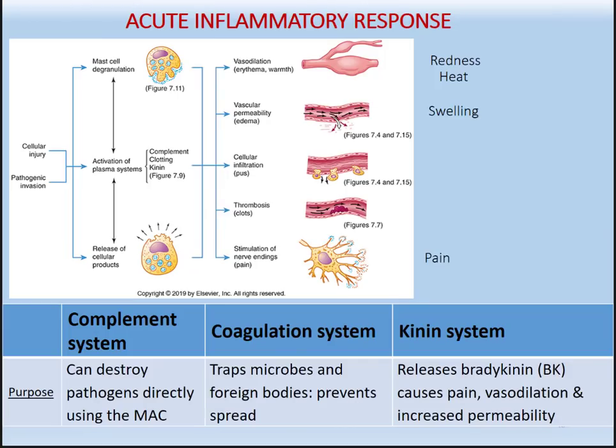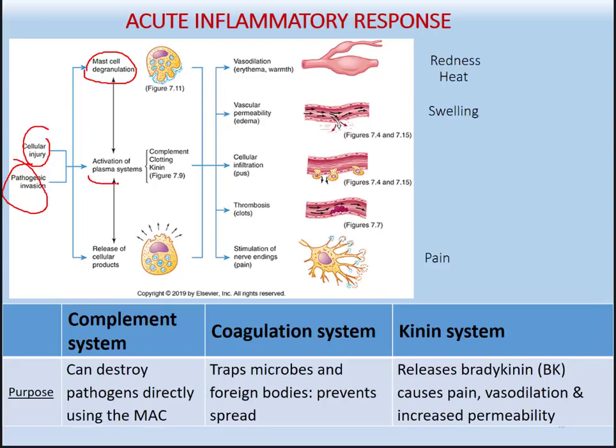Okay, let's talk about the acute inflammatory response, and we will also talk about the chronic inflammatory response, so it will be important for you to compare and contrast both. Now, in the event that there's been cellular injury and maybe there was pathogenic invasion, we would expect to see mast cell degranulation. So we're going to be looking at this image here. So cellular injury, pathogenic invasion, we would expect to see mast cell degranulation. And mast cells contain histamine within their cytoplasmic granules. So when they degranulate, they release their histamine.